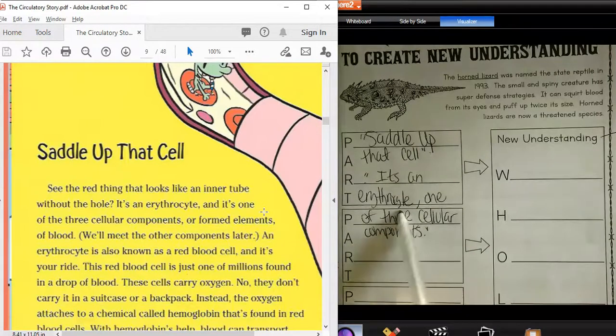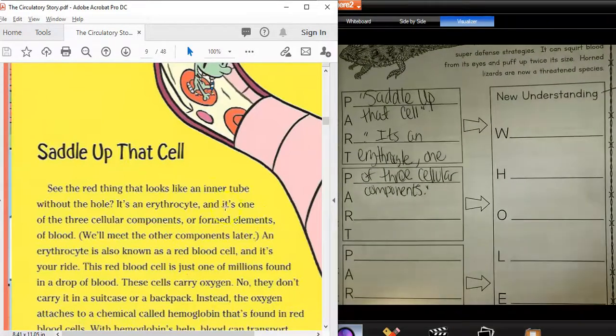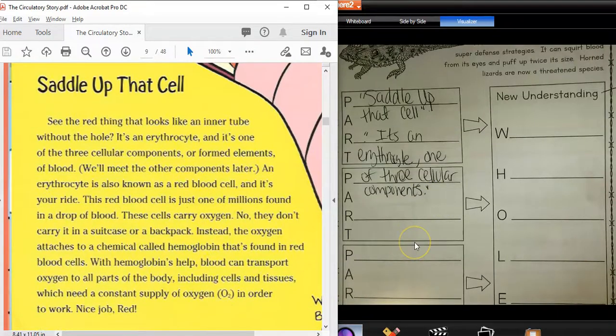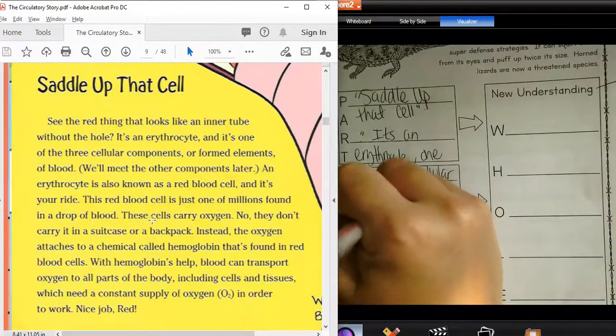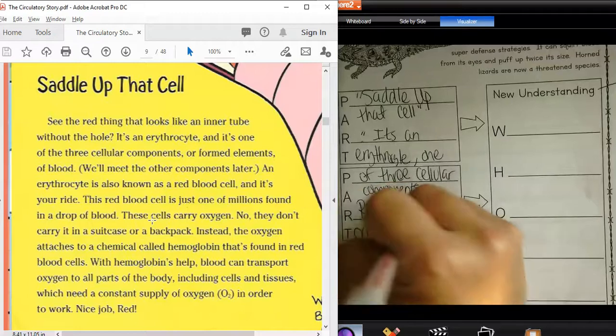So it's an erythrocyte. Remember, another word for erythrocyte is a red blood cell. Okay. What do they do, boys and girls? What did the author tell me that the red blood cells do? So they carry oxygen. So let's go ahead and write it here. Red blood cells carry oxygen.